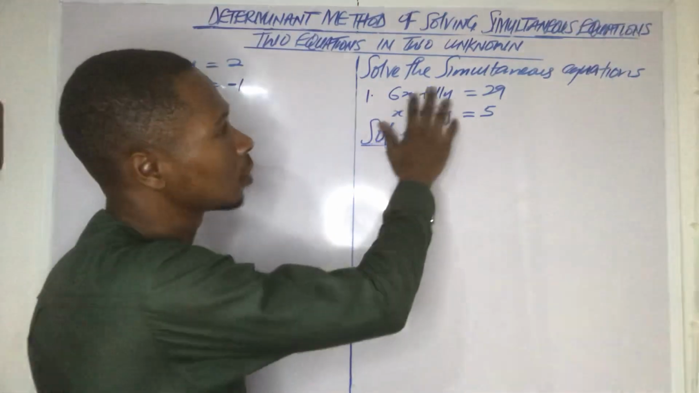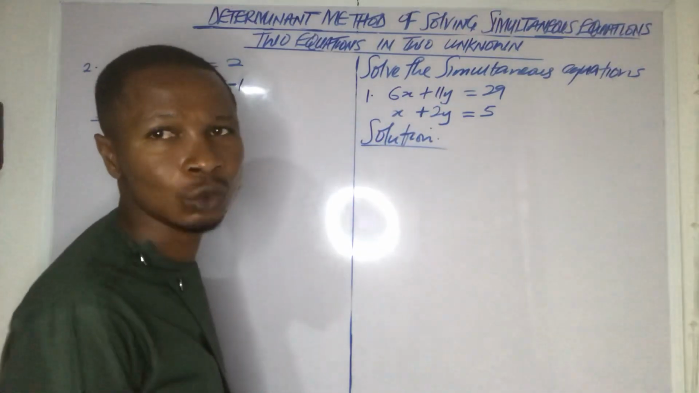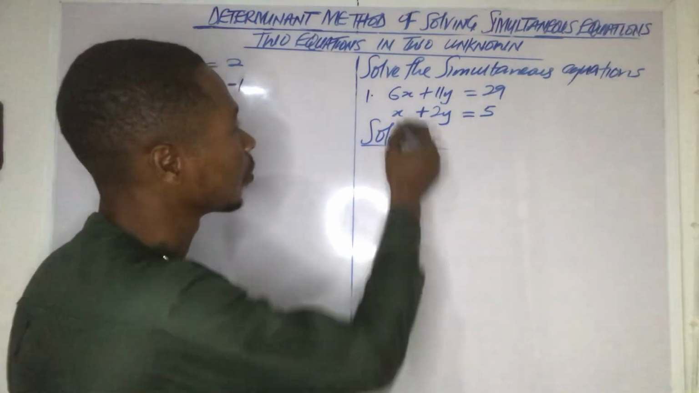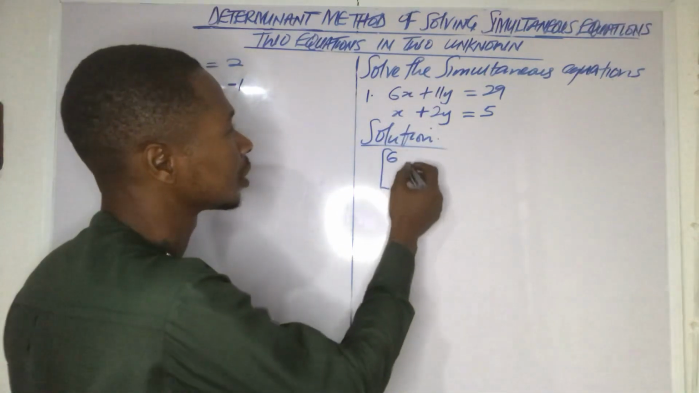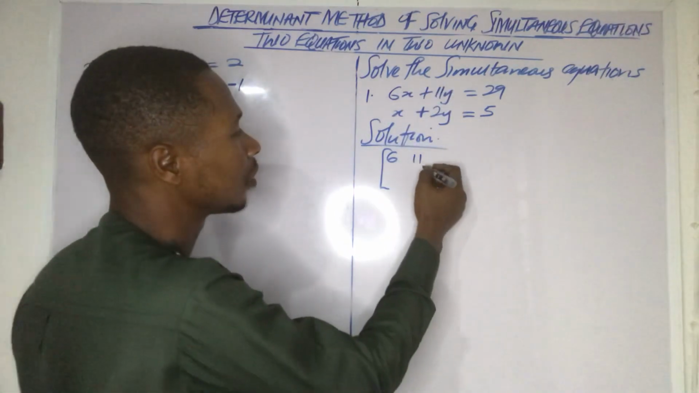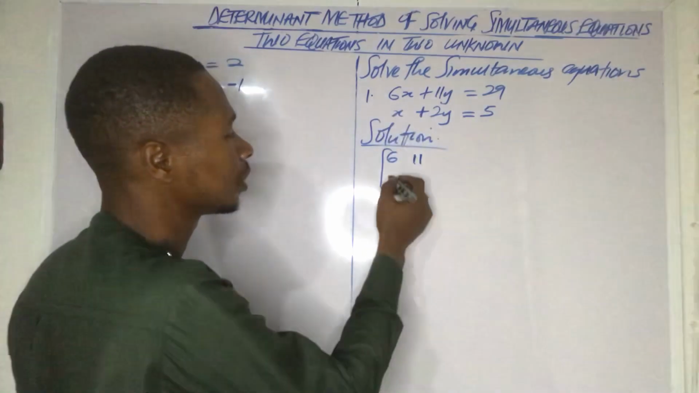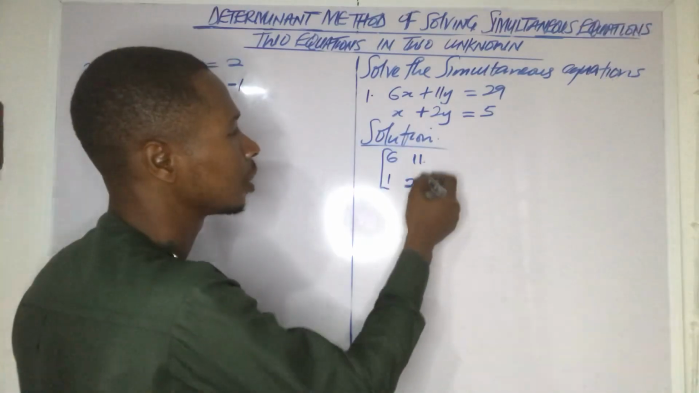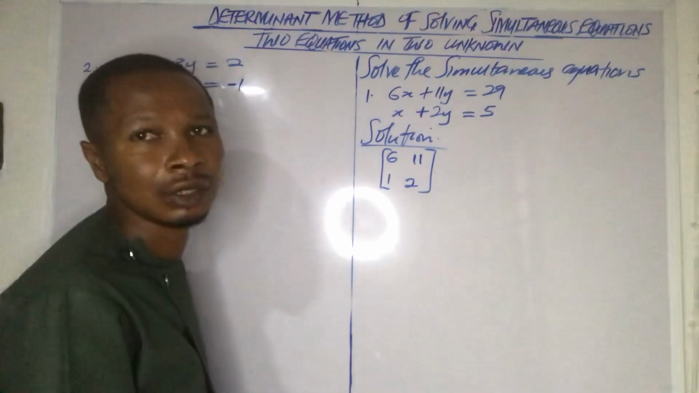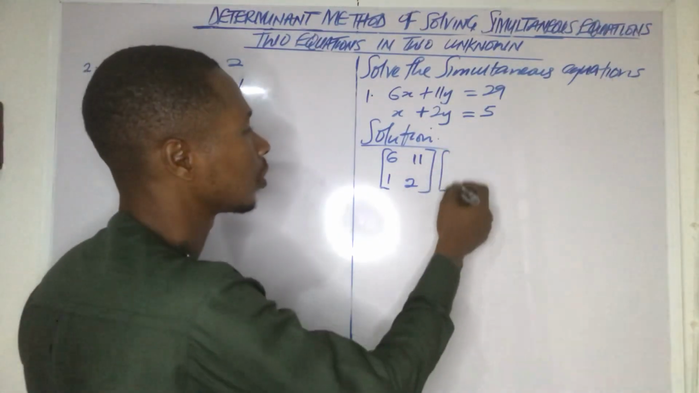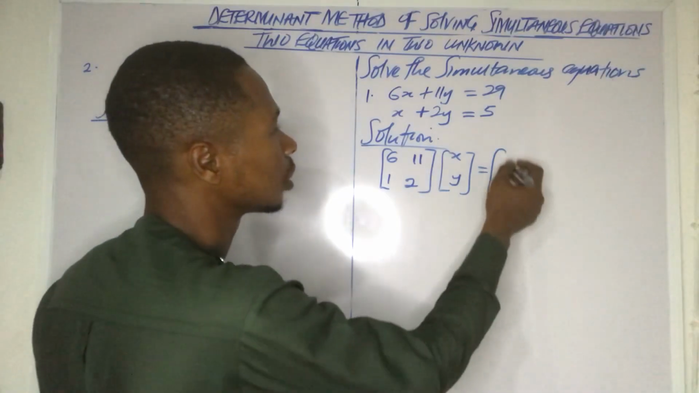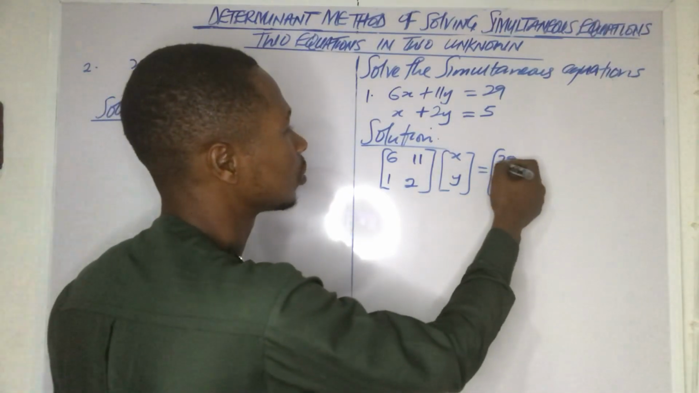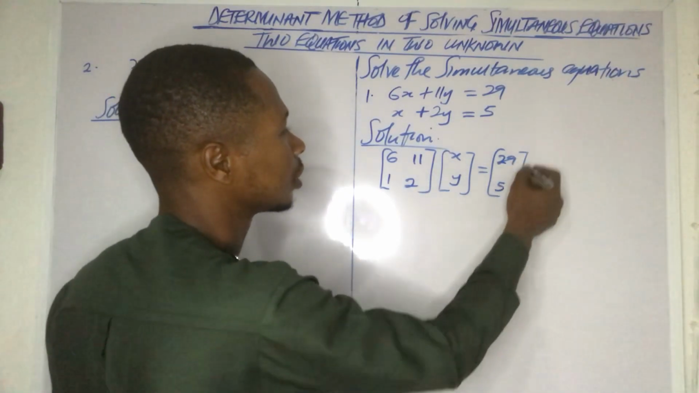First, make the coefficients of the unknowns a 2 by 2 matrix. How do I mean? The coefficient of x here is 6, coefficient of y is 11, coefficient of x here is 1, coefficient of y here is 2. Make them a matrix. And the unknowns that you are looking for, x and y, should be equal to the answers, which are 29 and 5.